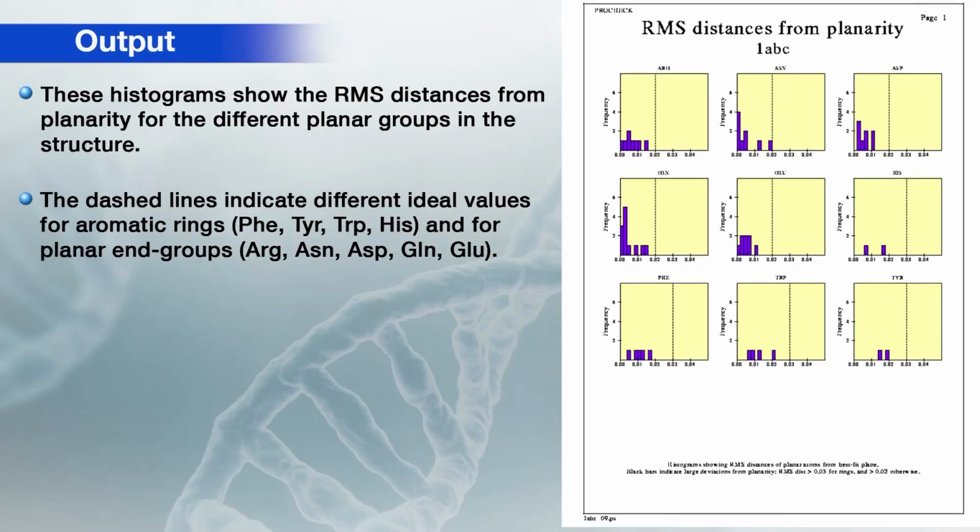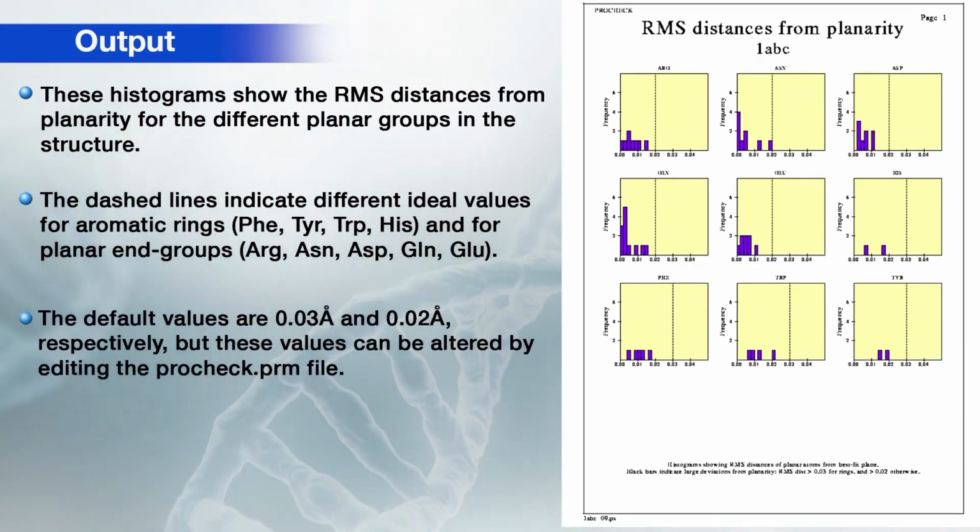The dashed line indicates different ideal values of aromatic rings. Wherever aromatic rings are there, a bit of deviation can happen because of the functional group. For example, amino acids like phenylalanine, tyrosine, tryptophan and histidine, and planar end groups like arginine, asparagine, aspartic acid, glutamine and glutamic acid. The default values are very specific, that is 0.03 angstrom and 0.02 angstrom, which is very minute because the best possible conformation has to be reported.